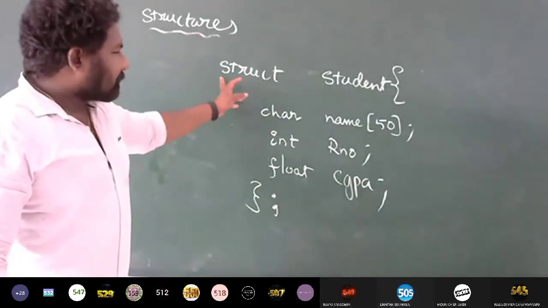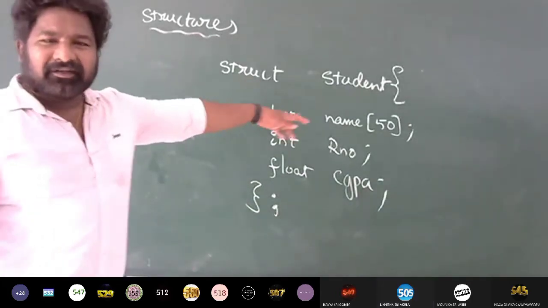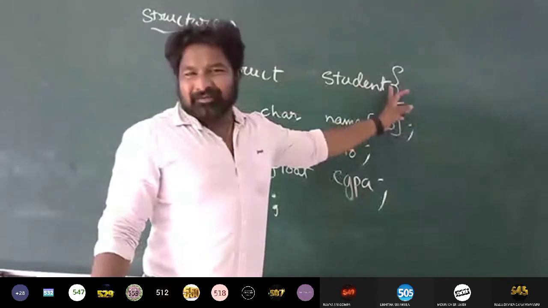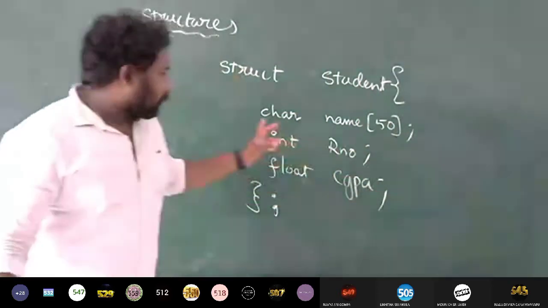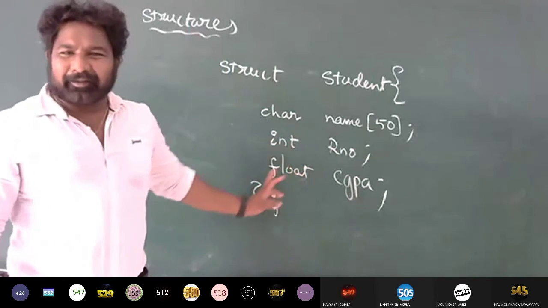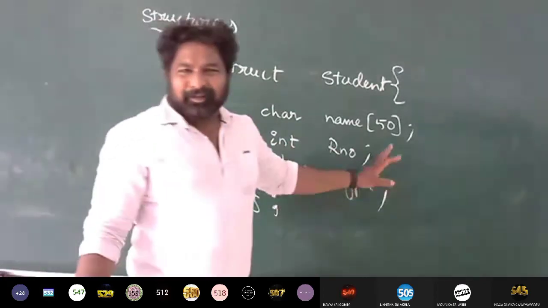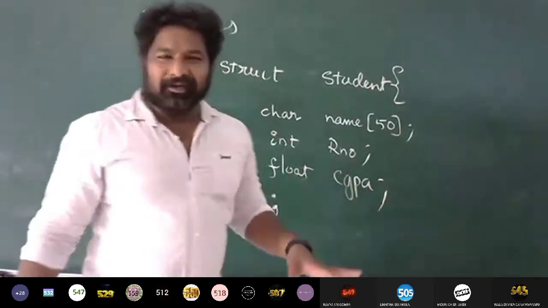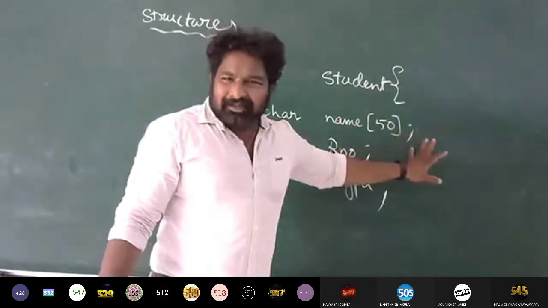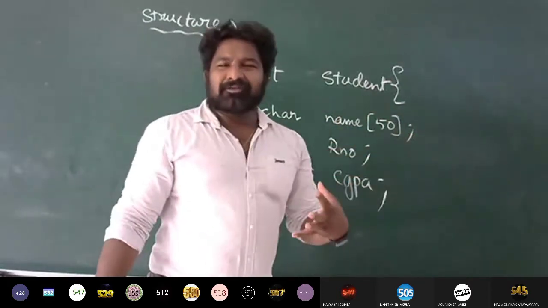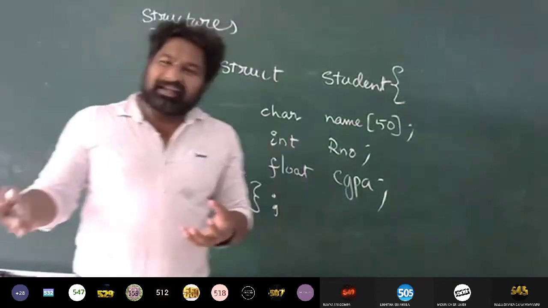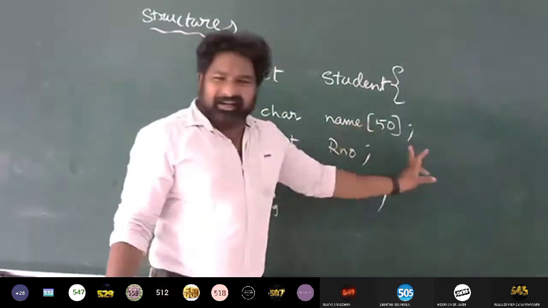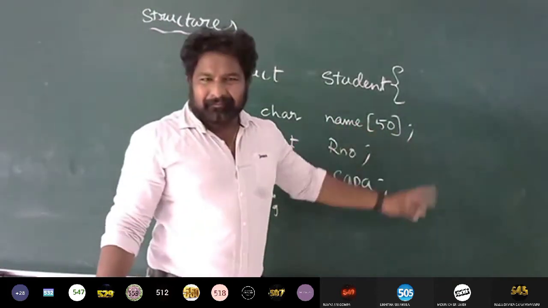Okay, so what is this? Struct is the keyword, student is the name that you give to this structure, and there are 3 members. One is character type, another one is integer type, and the third one is a float type, because I want to store 3 different values. Character type is the name. If I want to store a name, it is nothing but a collection of so many characters, so I declare it as an array, right?